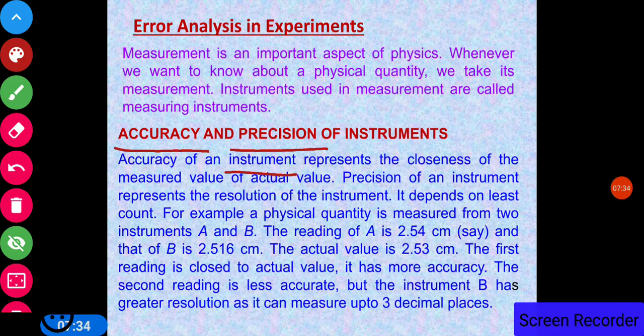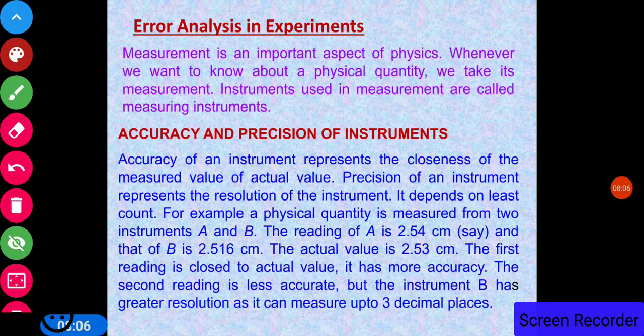Accuracy of an instrument represents the closeness of the measured value to the actual value. Precision of the instrument represents the resolution of the instrument. Resolution depends upon the least count of the instrument. Accuracy means how near the measurement is to the true value, and precision depends upon the resolution of the instrument, that is, the least count.